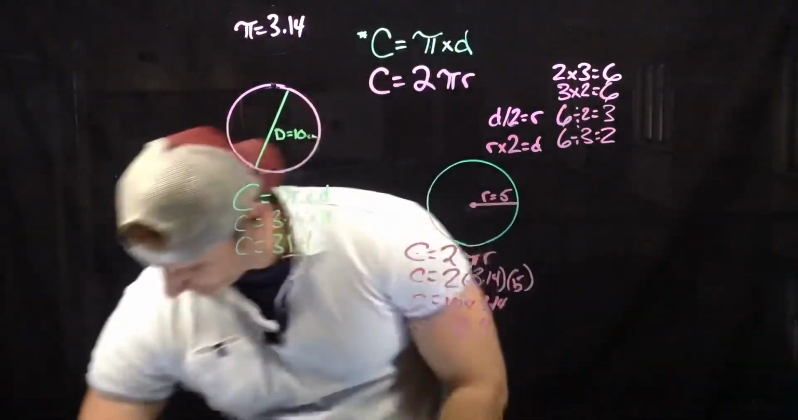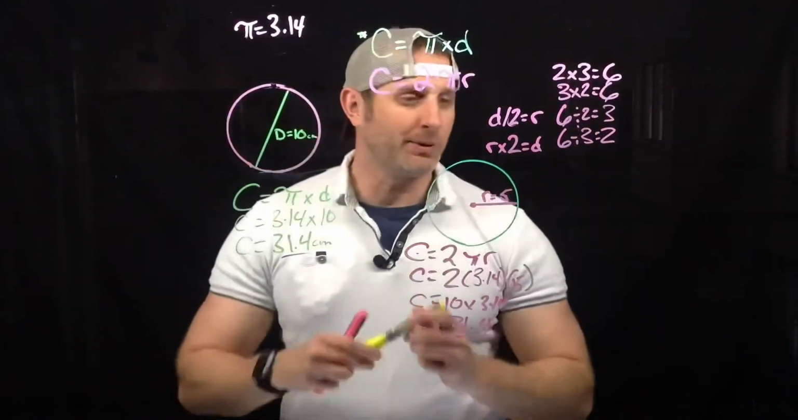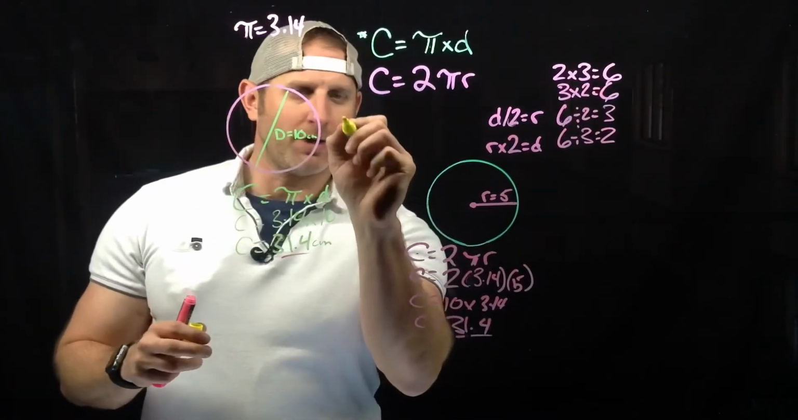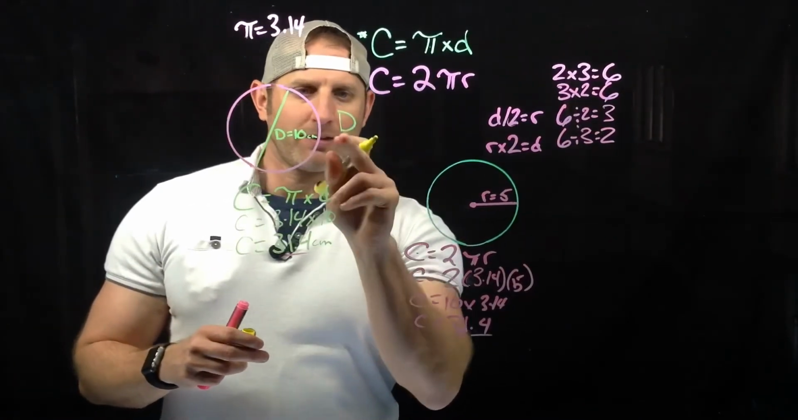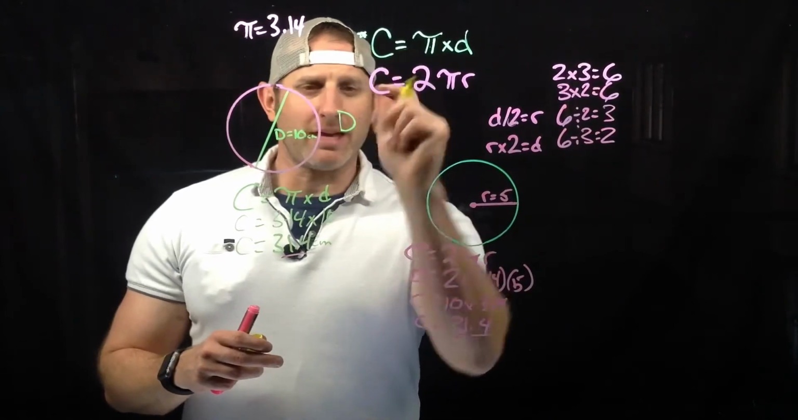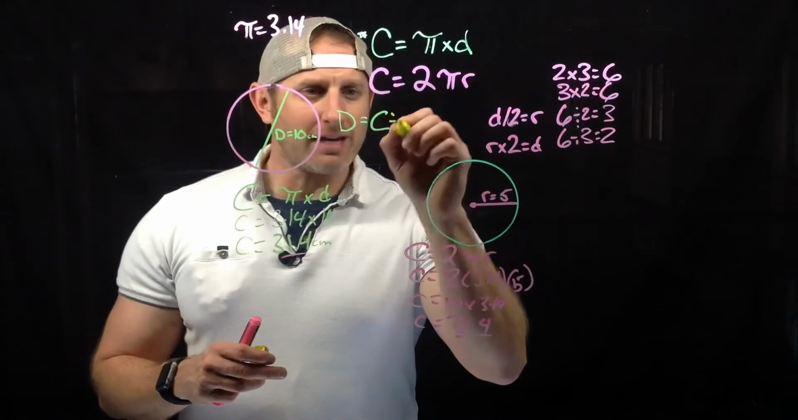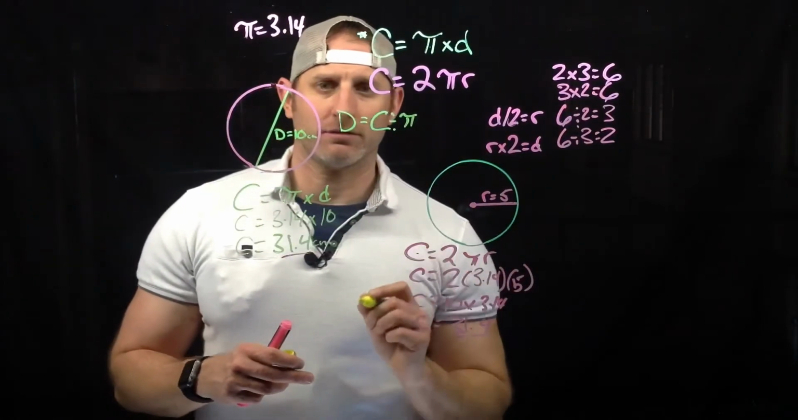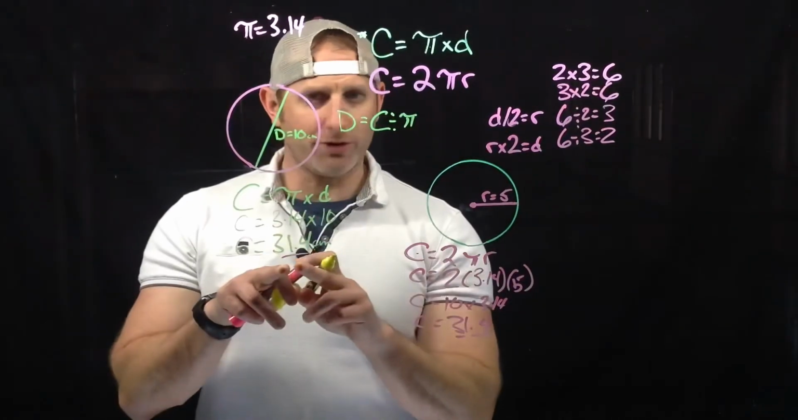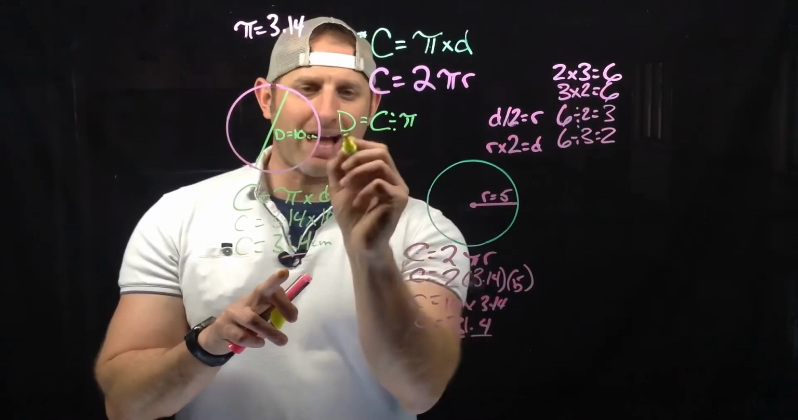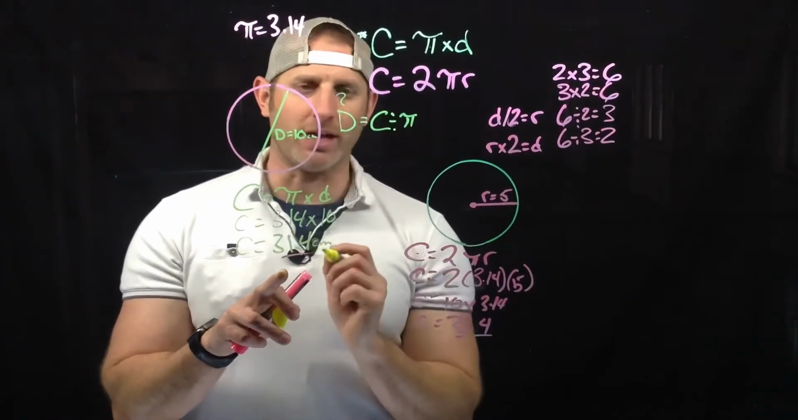I'll switch it to yellow because I did everything on the first one in yellow. I'm going to start with d. D is going to be equal to circumference divided by pi. Because I know the circumference is 31.4, and I know pi, and I don't have this. This is my unknown. I don't know that yet.